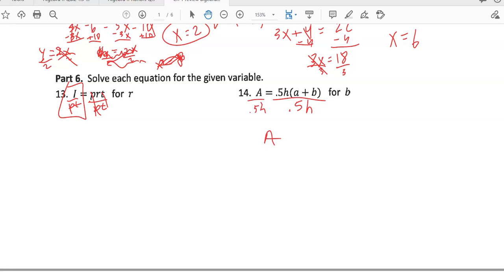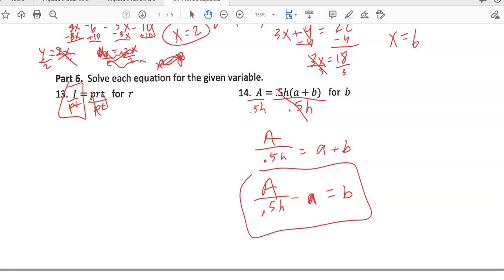So I have a over 0.5 h equals, that nicely cancels there, a plus b. And then I'm going to subtract a, so a over 0.5 h minus a equals b. Again, I didn't show my work. I guess you just subtracted a there, but that would be the answer. B is equal to that. Different ways of doing that one, by the way.